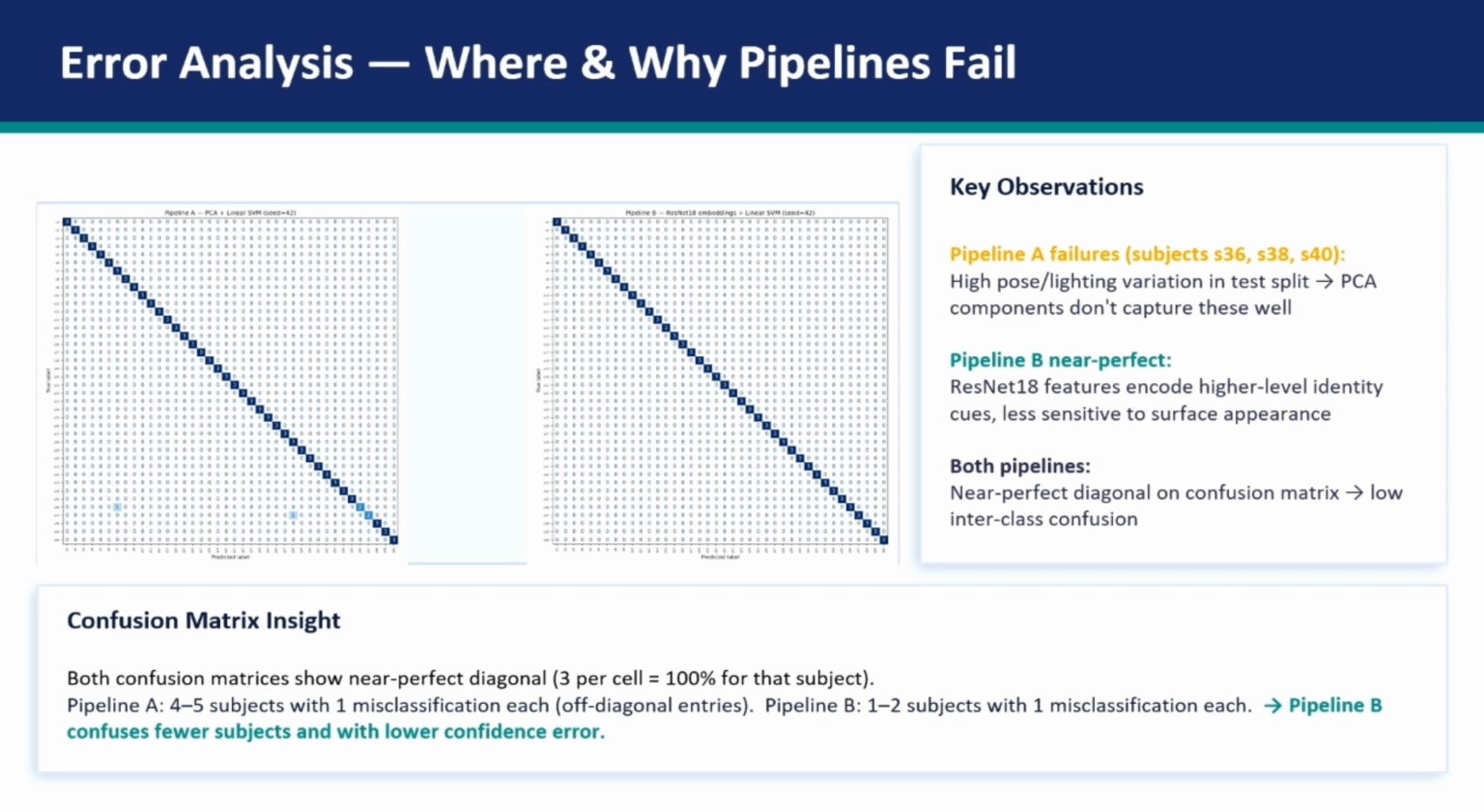Both confusion matrices show strong diagonals, but pipeline A has 4 to 5 misclassifications versus pipeline B, which only has 1 to 2, confirming that when pipeline A fails, it fails more frequently.